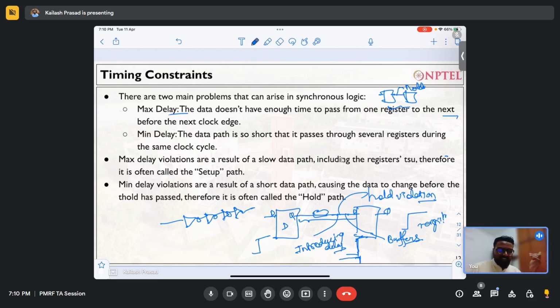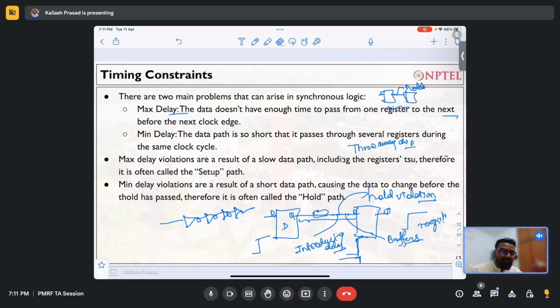Okay, let me tell you the answer. Actually, there are no answers. If there is a hold violation after the chip is fabricated, you throw away the chip. You cannot do anything, because a hold violation can only be removed if you introduce delay, and after the chip has been fabricated, you cannot introduce delay between the two logics. Hold violation is independent of the clock frequency. It doesn't matter what frequency you're running at. If there is a hold violation after the chip is fabricated, you throw the chip.